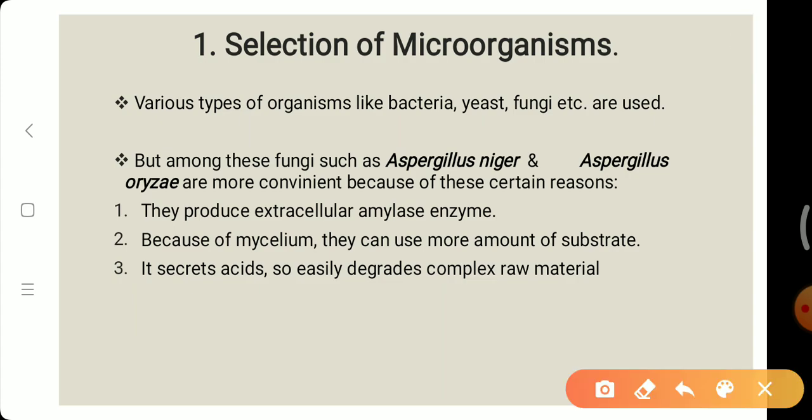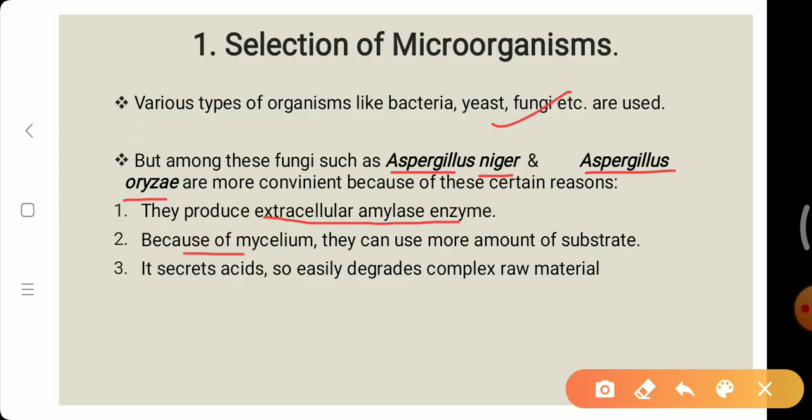First step is selection of microorganism. Various types of organisms like bacteria, yeast, and fungi are used for amylase production. But mostly we use fungi such as Aspergillus niger and Aspergillus oryzae because of certain reasons. As they produce extracellular amylase enzyme.